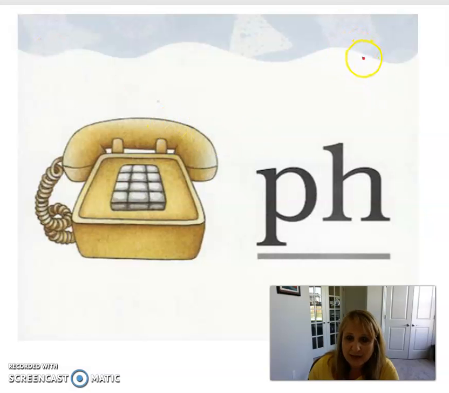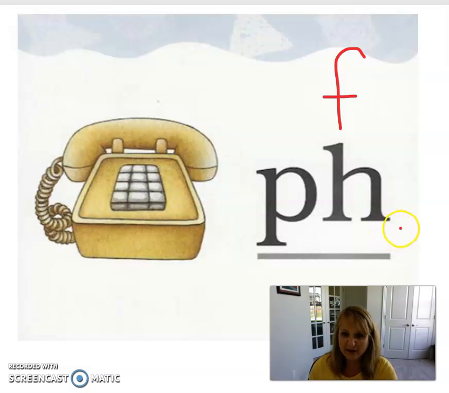Okay, so let's pretend that we're making the sound of letter F. Put your teeth on your bottom lip. That is the same sound that PH makes when you see those two letters together. Is that crazy? It doesn't sound like P. It doesn't sound like H. It's a whole new sound.